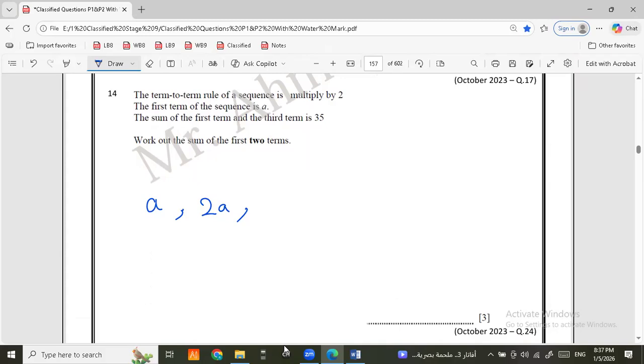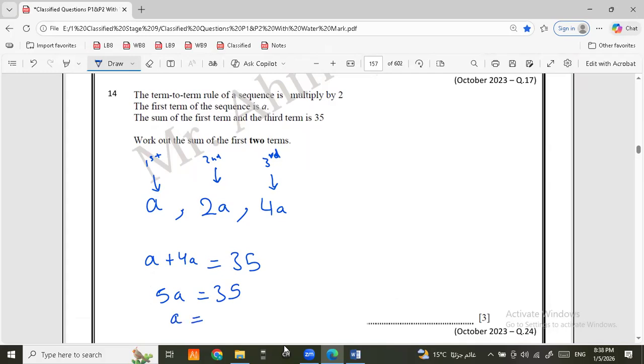The third term is going to be what? Multiply by 2. So 2A times 2 is 4A. They said the sum of the first and the third is 35. This is first, this is second, this is the third. So A plus 4A equals 35. So 5A is 35, so A is just 7.